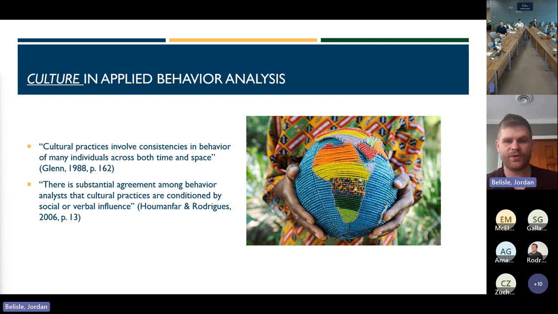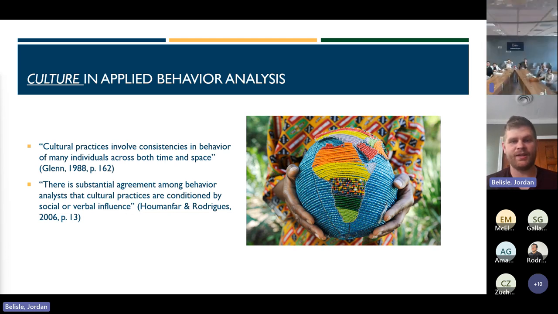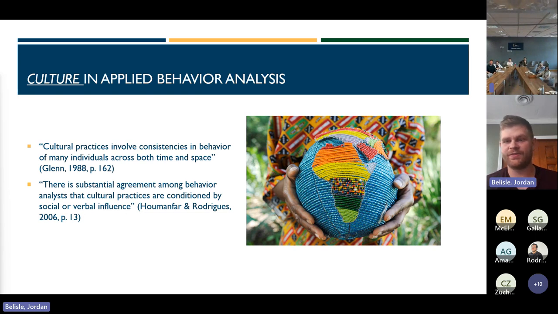Now, this stuff has been around for a while, but as noted by Hayes, Fryling, and Rodriguez, there is substantial agreement among behavior analysts that cultural practices are conditioned by social or verbal influence. That is to say, not only do external contingencies operate on a group that influence the group, but there are long-standing symbolically mediated traditions or a cultural milieu that includes things like shared beliefs, morals, material resources, competition, governance, government, policies, and so on. The cultural milieu is the very essence of the culture itself.